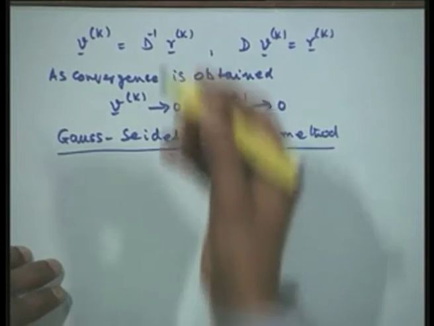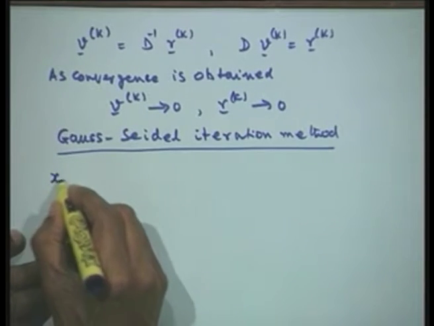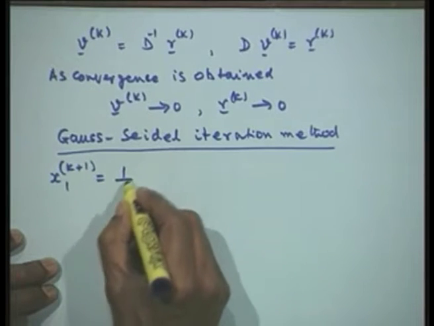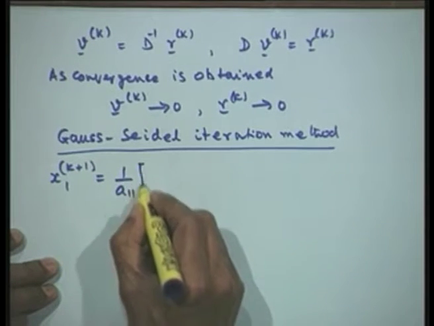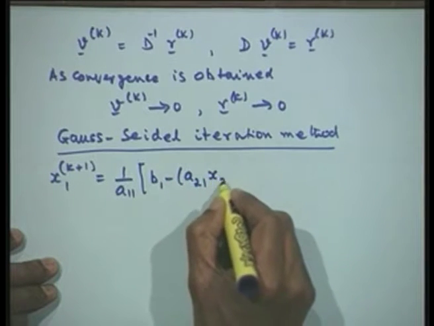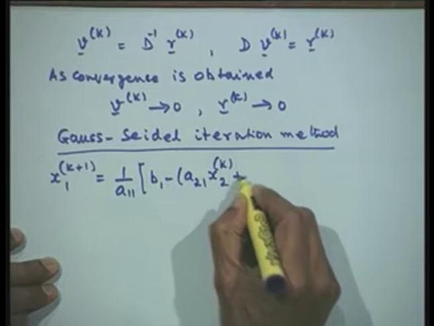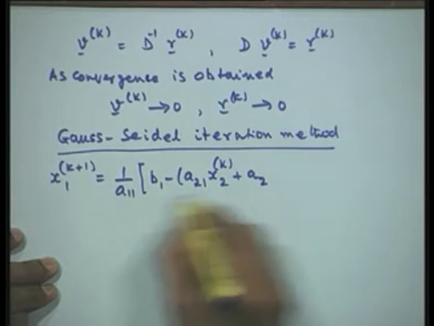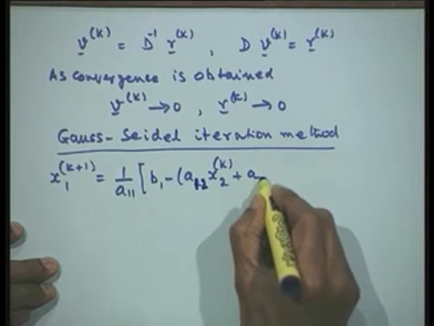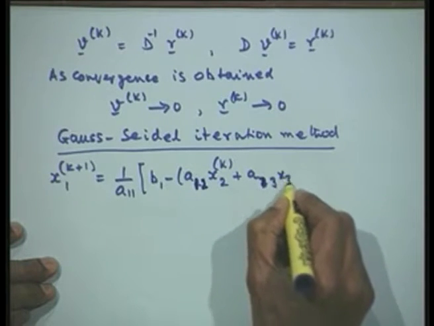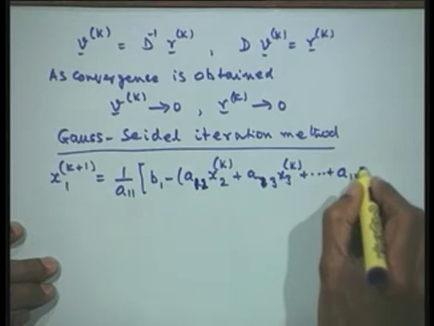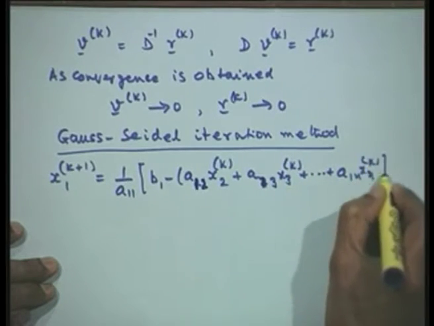So, let us straight away write down, since we have just explained, x 1 k plus 1. It will be the same equation as we have in the Jacobi. So, the first equation remains the same: b 1 minus a 1 2 x 2 of k, plus a 1 3 x 3 of k, plus so on, a 1 n x n of k.